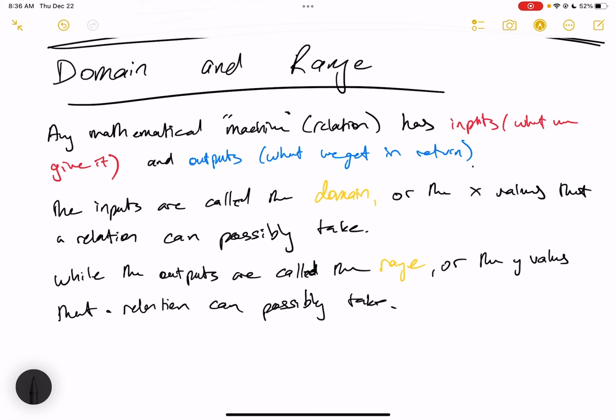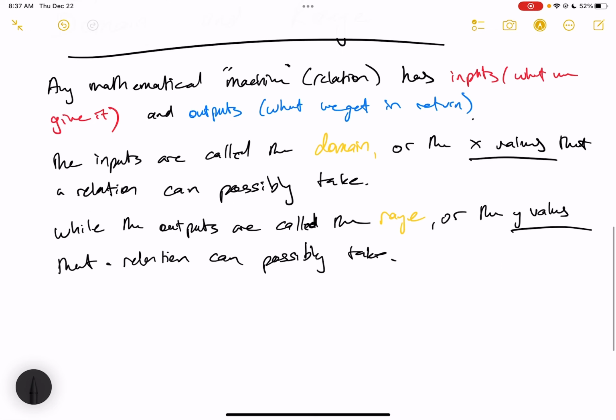So this seems a bit abstract so far, but let's try to dissect this bit by bit. We're talking about the x values and the y values that a relation can possibly take. In some cases, you may be wondering, what are situations where they end up anything too weird? But let's see that in a moment.